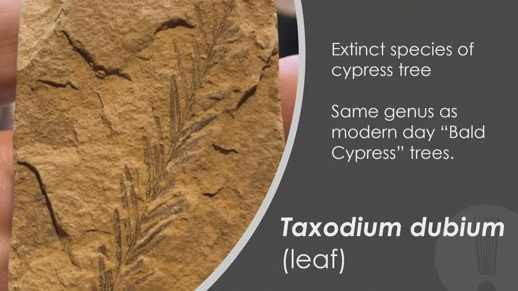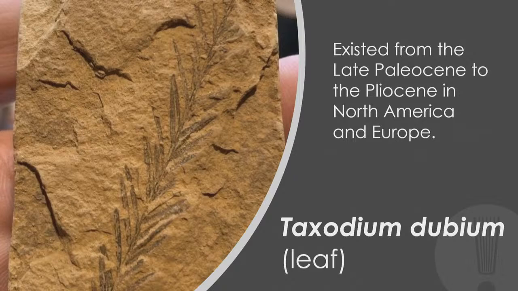Then Taxodium dubium. You might notice the genus of Taxodium might sound familiar, and that's because it's the same genus as our modern-day cypress trees, or bald cypress. This is an extinct species of cypress. Existed from the late Paleocene to the Pliocene in North America and Europe.